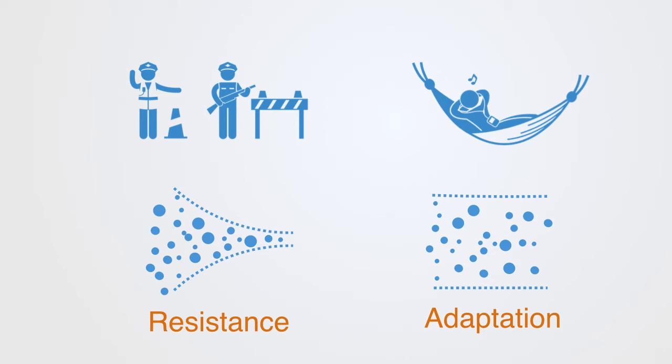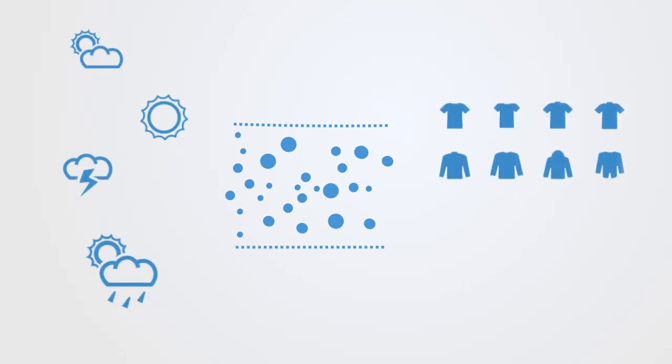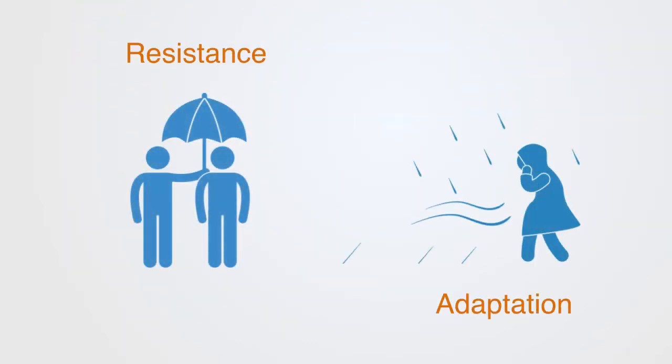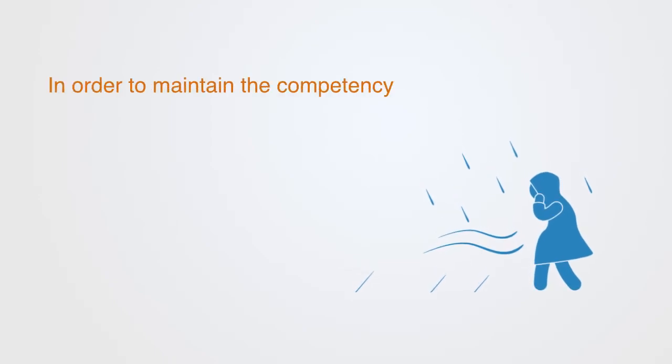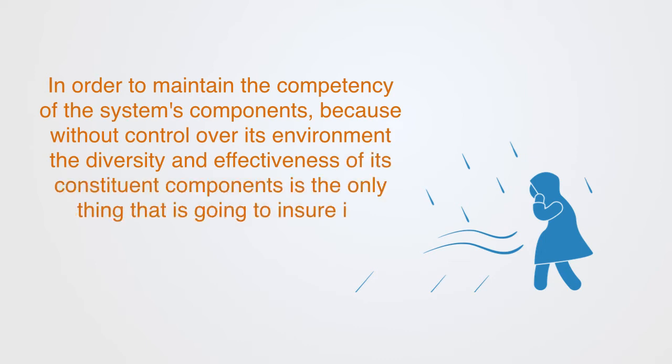strategy. This strategy of adaptation is then focused on ensuring the system has a sufficient number of states to generate the appropriate one when required, and ensuring the competency of these components. Whereas resistance will try to remove all disturbances, adaptation comes with a recognition of the importance of disturbance in testing the system in order to maintain the competency of the system's components, because without control over its environment, the diversity and effectiveness of its constituent components is the only thing that is going to ensure its preservation.